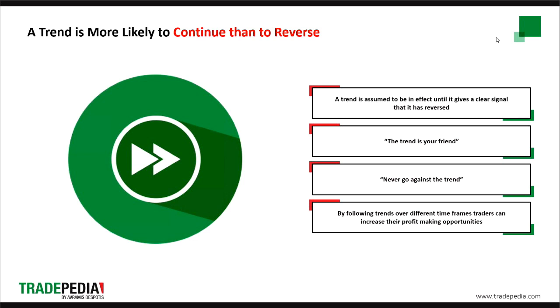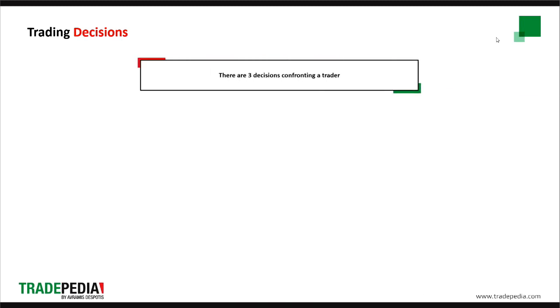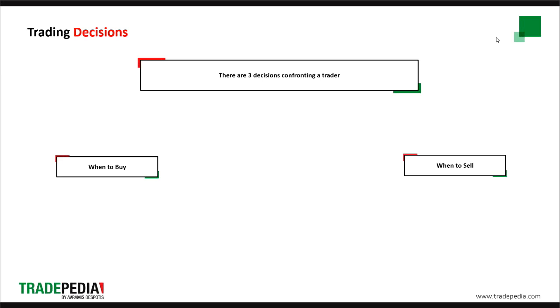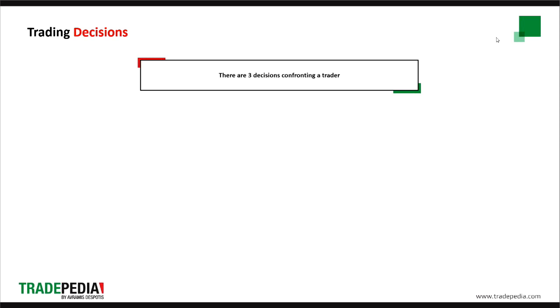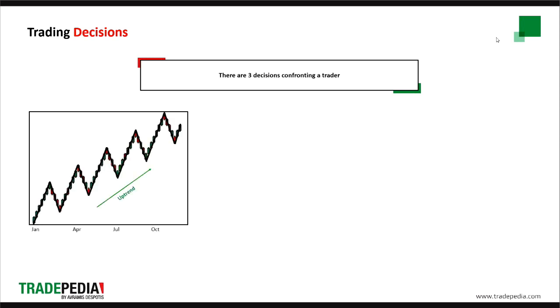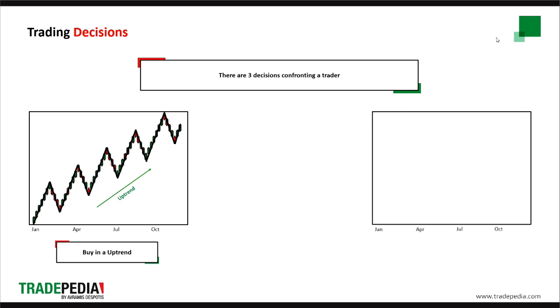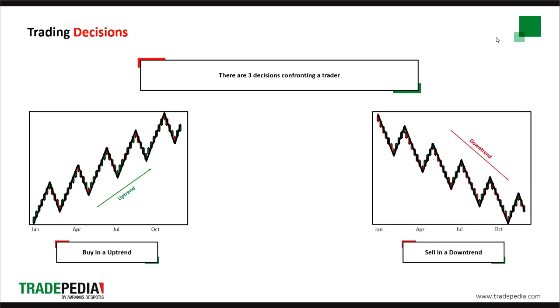Simply by trading with the direction of the trend, we can increase our probability of success. So, as decisions every trader must take: when to buy, when to sell, and when to do nothing, we can conclude that we should buy only in an uptrend, and we should sell only when we have a downtrend.